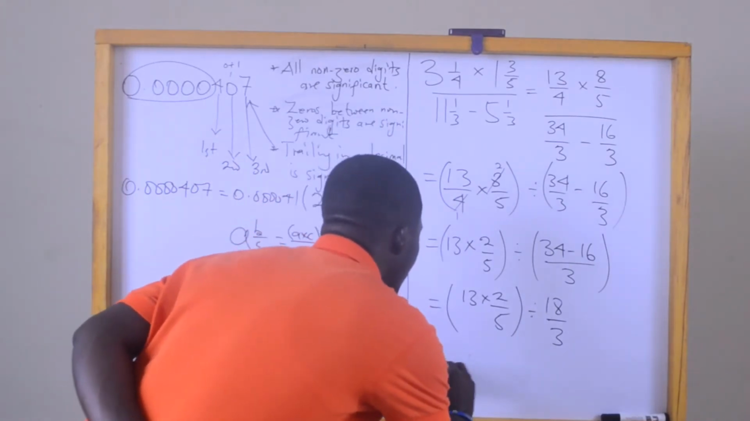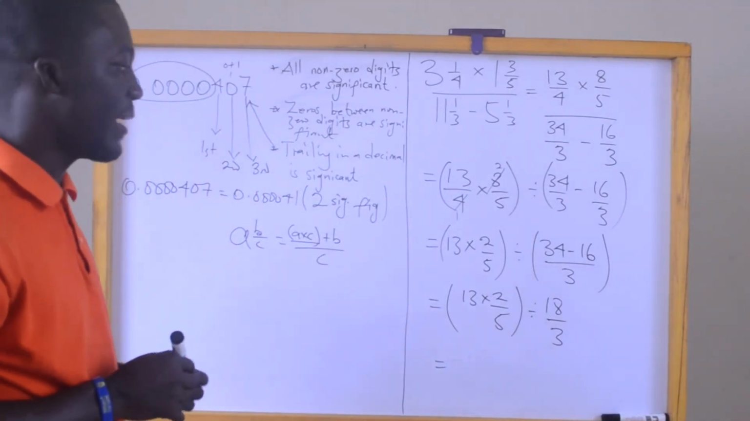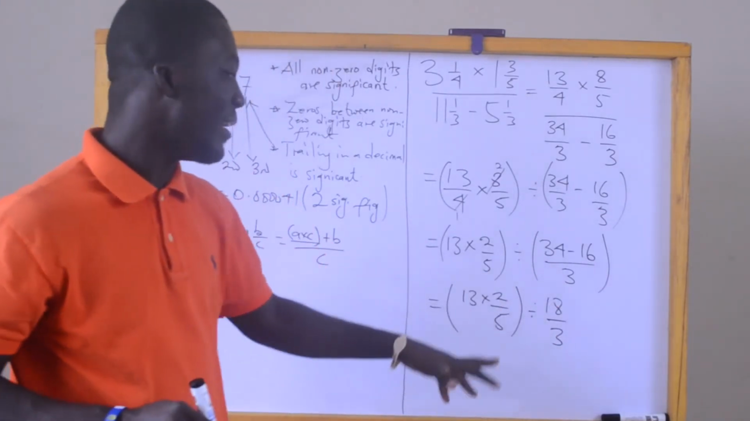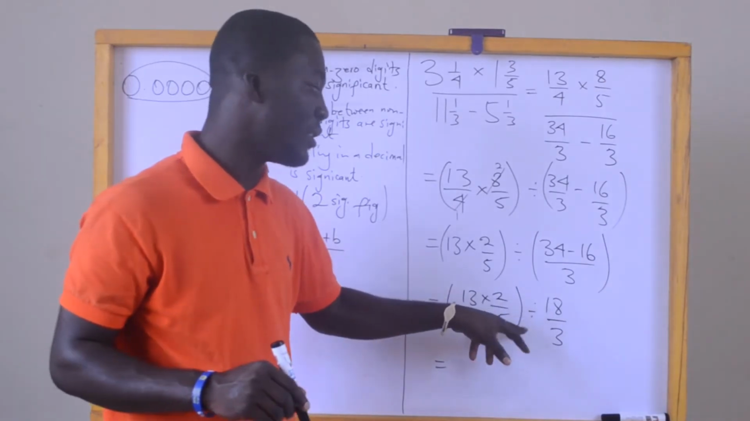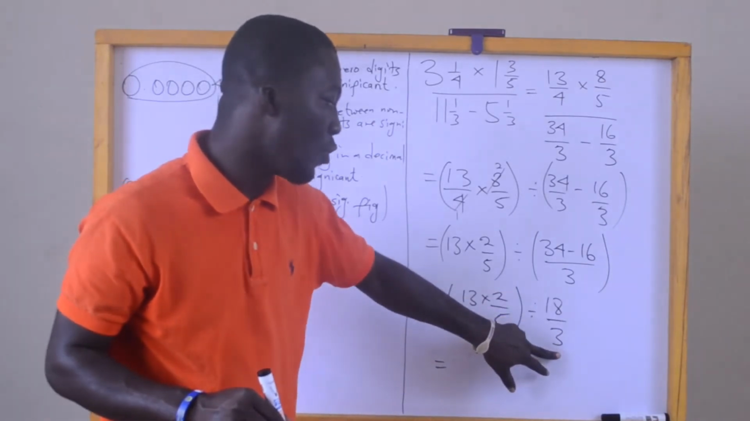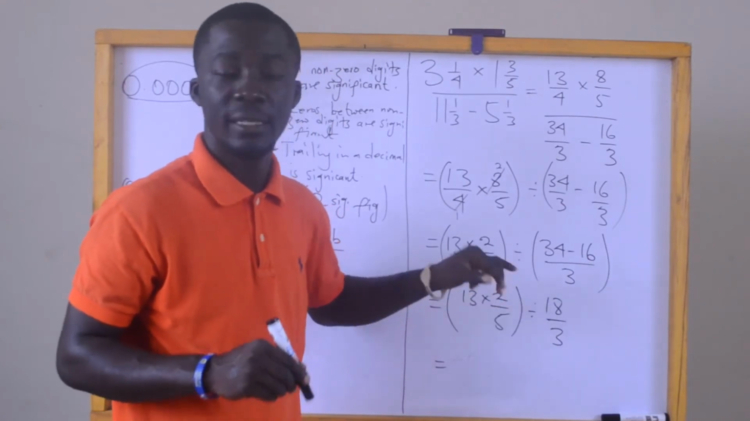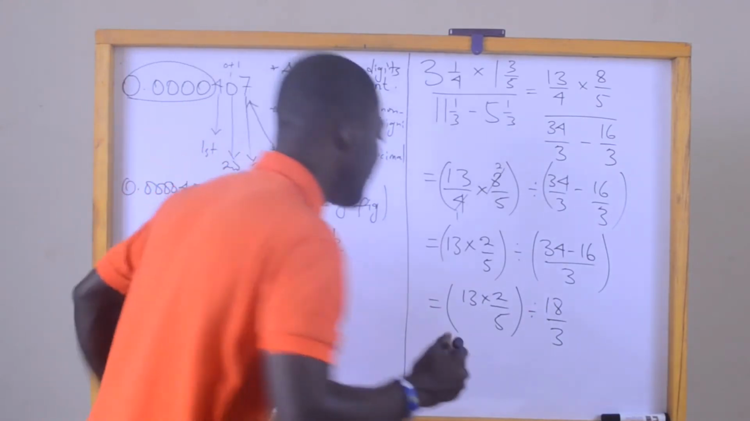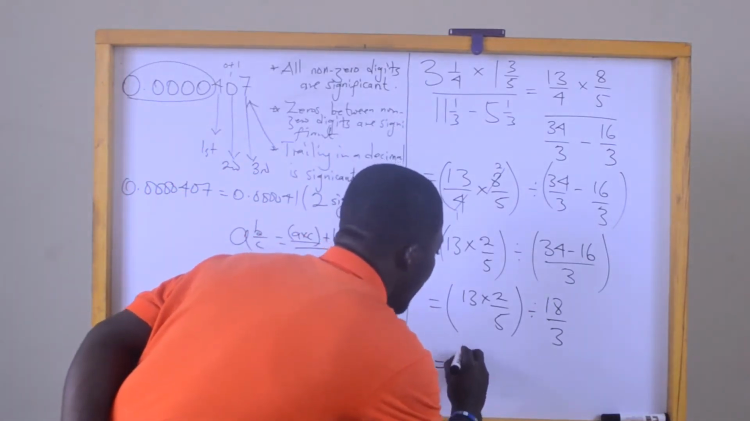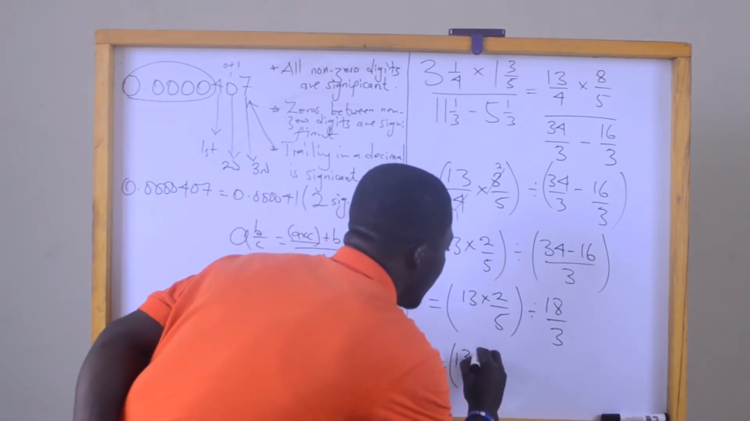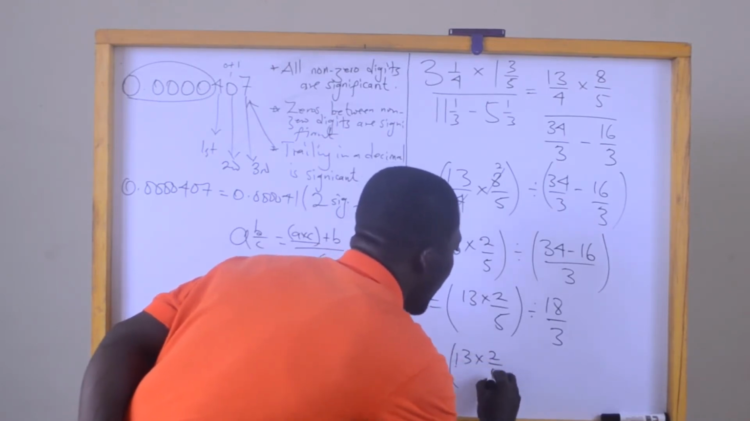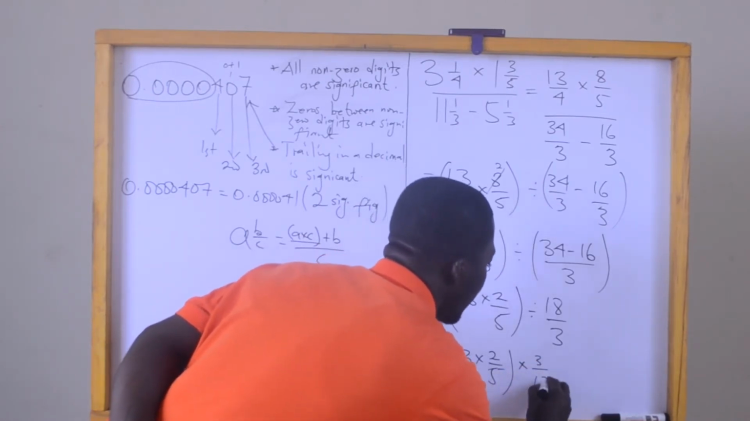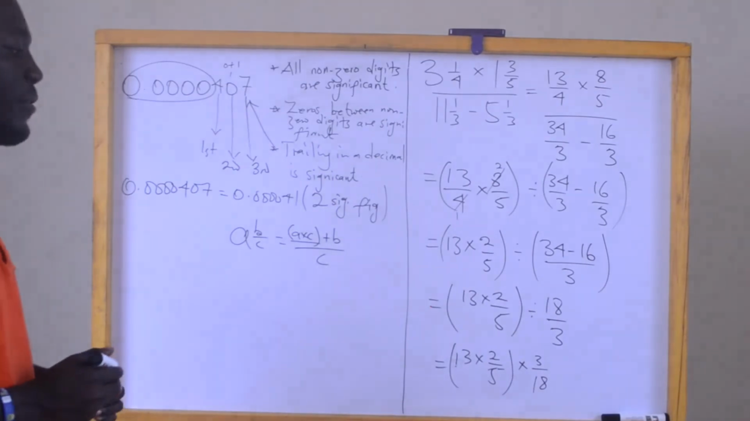In our next step, we are going to apply the reciprocal rule over here so that it will turn this division to multiplication, and this will also reciprocate. The 3 will become the numerator and 18 will become the denominator. So 13 times 2 over 5 times 3 over 18. That's what we are going to have.